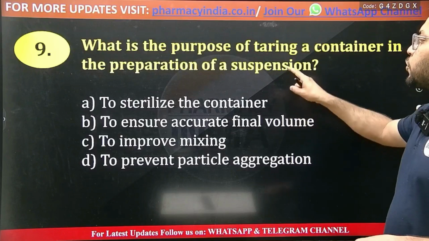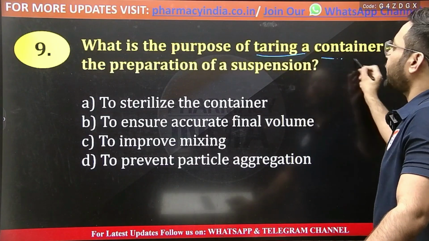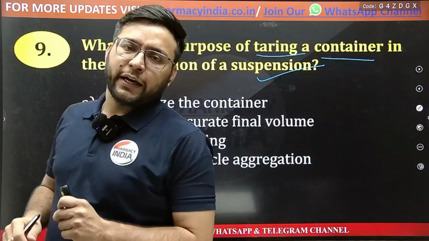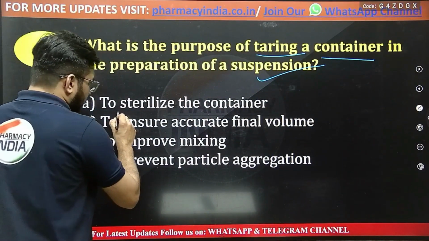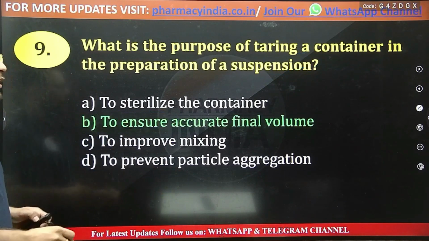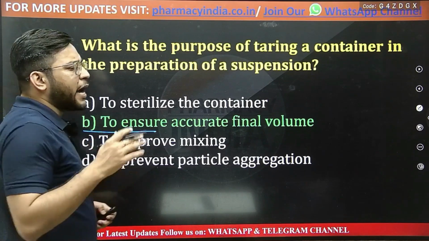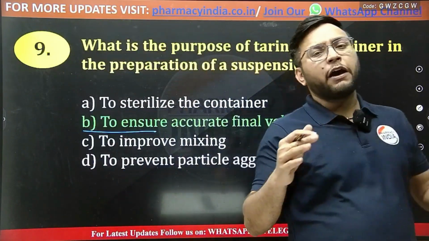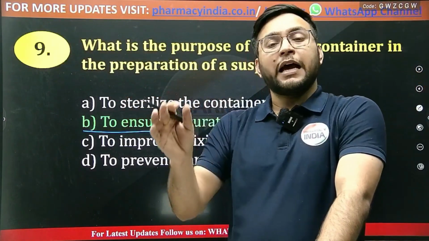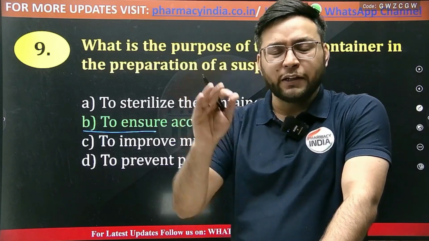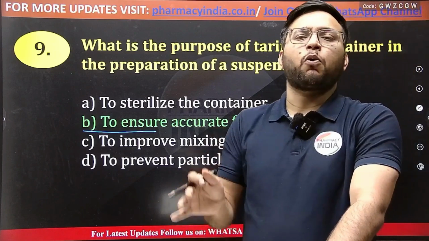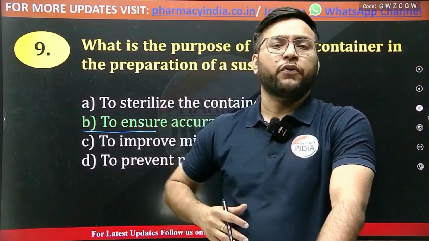Now moving on to the next question: what is the purpose of tearing a container in the preparation of suspension? The options: to sterilize, to ensure accurate final volume, to improve mixing, or to prevent particle aggregation. The correct answer is to ensure accurate final volume. We have lakhs of bottles, so we have to check whether each has the fixed volume, or lower or higher than the fixed volume, because it automatically affects the quality or the potency of the drug.